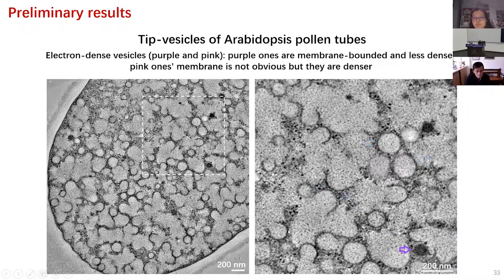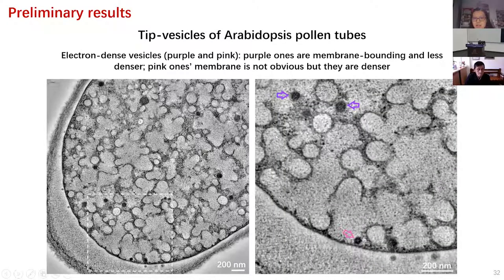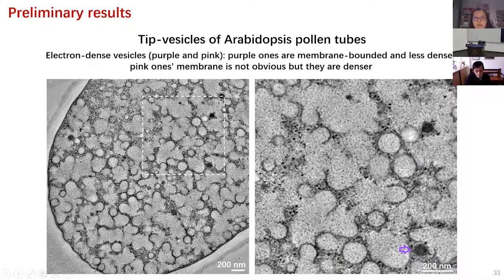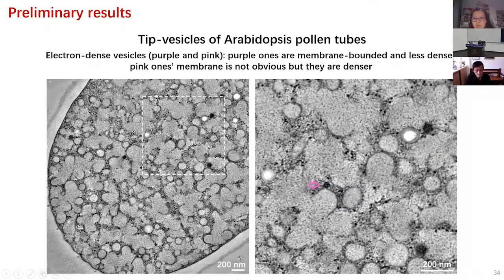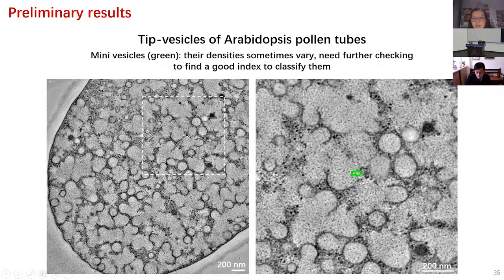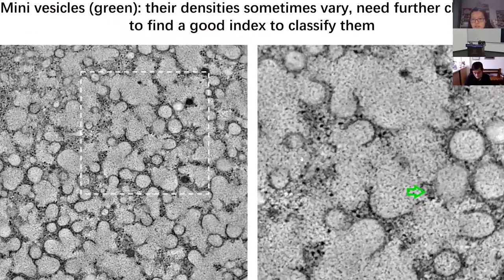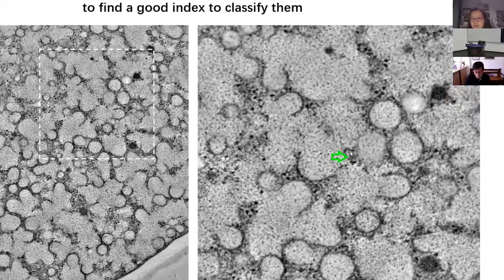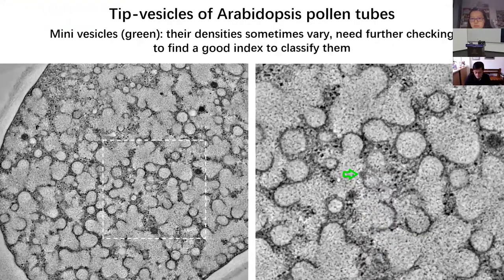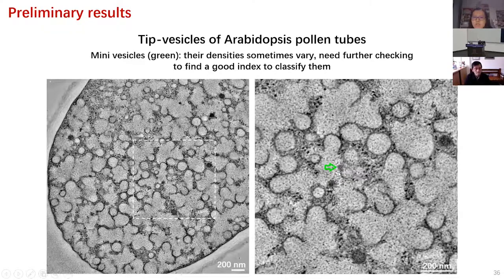The different types of electron dense vesicles are indicated by purple and pink arrows. The purple ones are membrane bounded, and the pink ones are more like membraneless granules, but they're denser than the purple ones. We can also find mini vesicles in Arabidopsis samples, indicated here. So you can see here is an example and another example here. The density of mini vesicles varies sometimes, so this may need further checking.